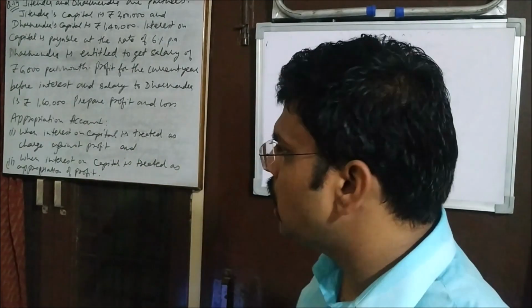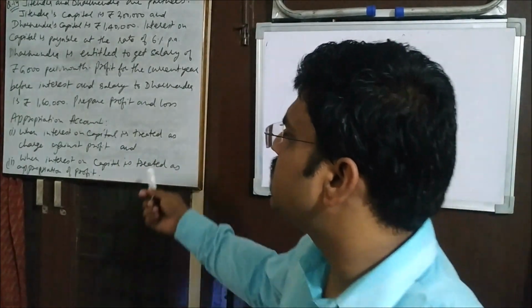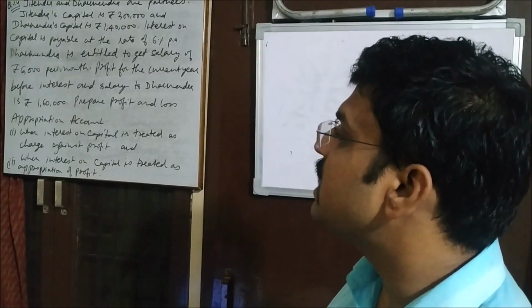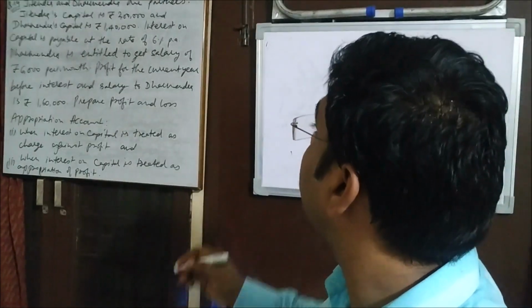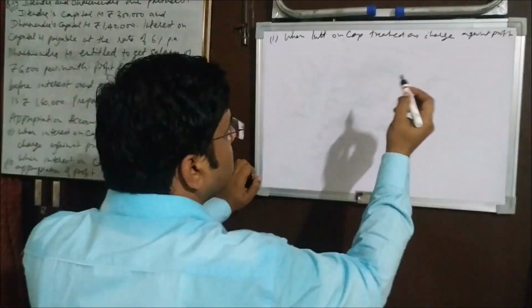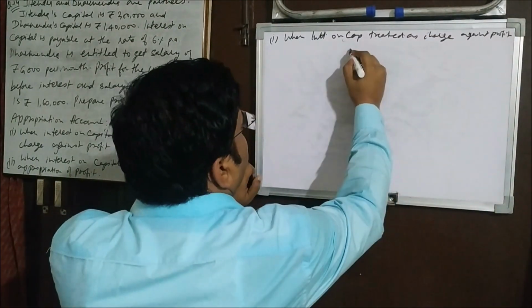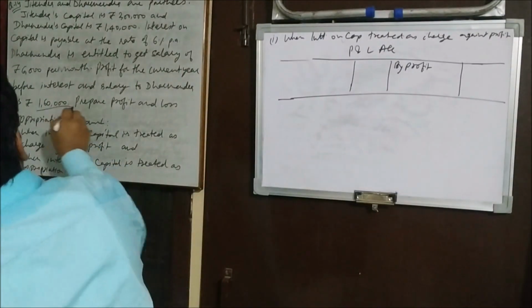There are two conditions: when interest on capital is treated as a charge against profit, and another when interest on capital is treated as appropriation of profit. Okay, so let's attempt the first condition. So very first we need to prepare profit and loss account in working mode. What is the amount of profit?